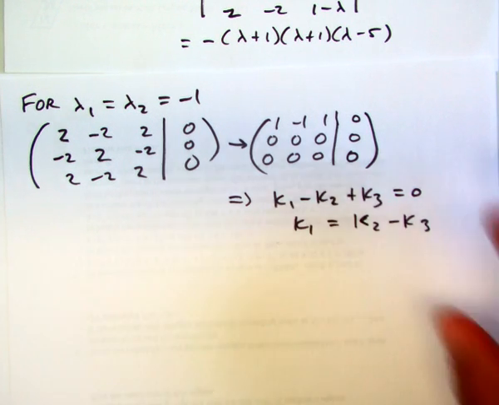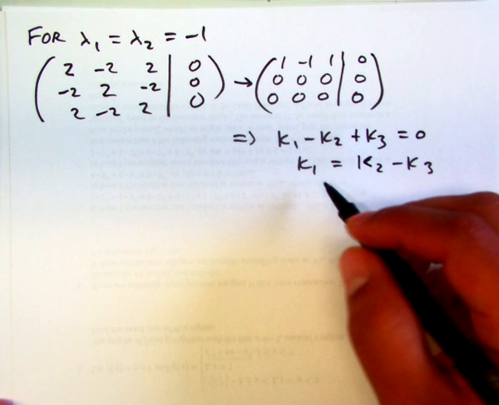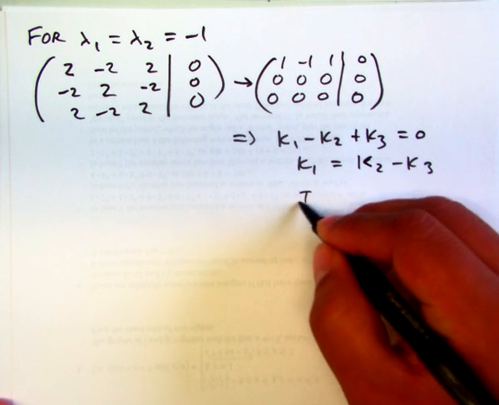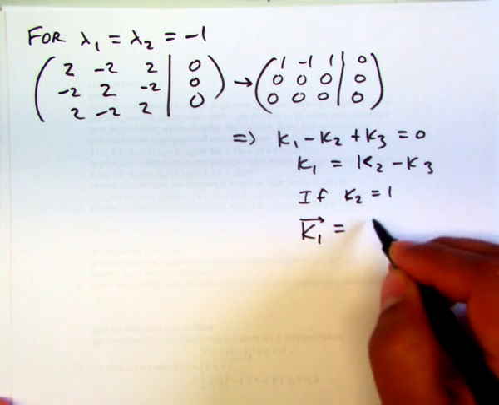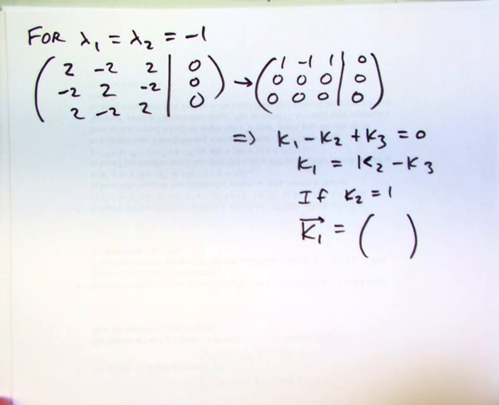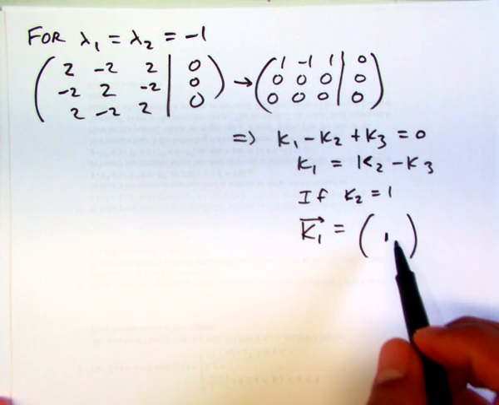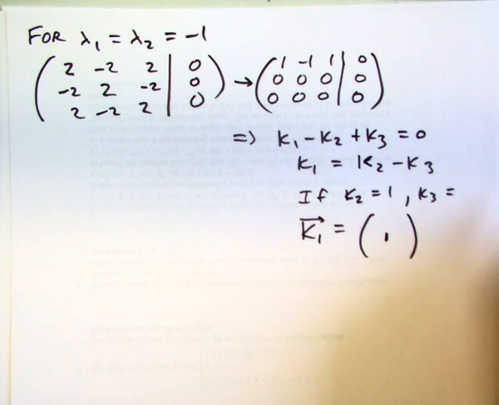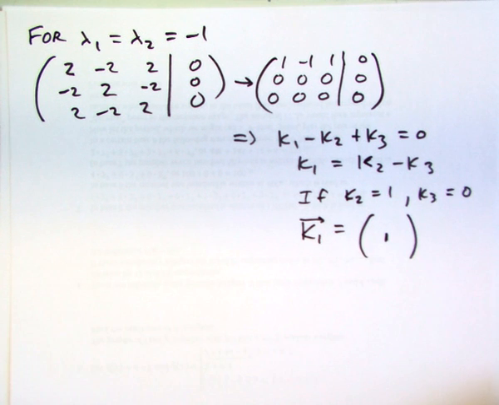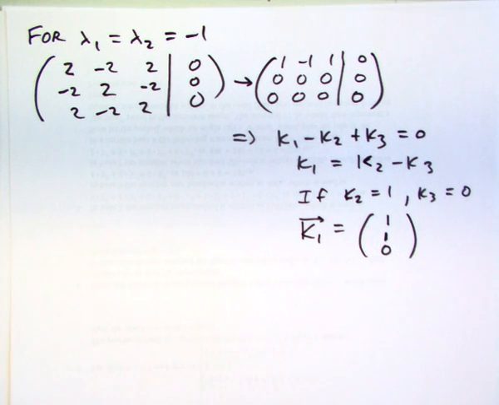So let's see what happens. If K2 is equal to 1, then what is K1? Well, I guess I should probably pick a value for K3, right? What's the easiest thing to do? Let's make it 0. So then what would K1 be? Okay? So there's an eigenvector.